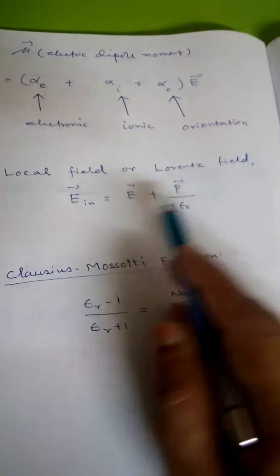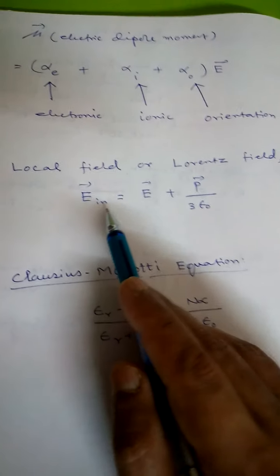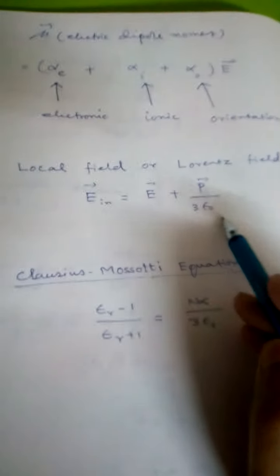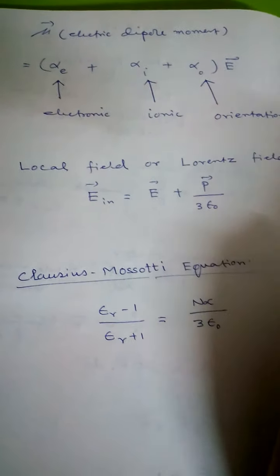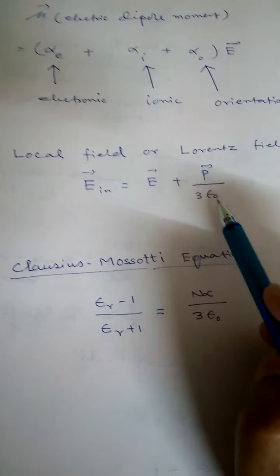Local field or Lorentz field: E internal equals E plus P by 3 epsilon naught. Symbols have their usual meaning. You know the meaning of P, E and epsilon naught.